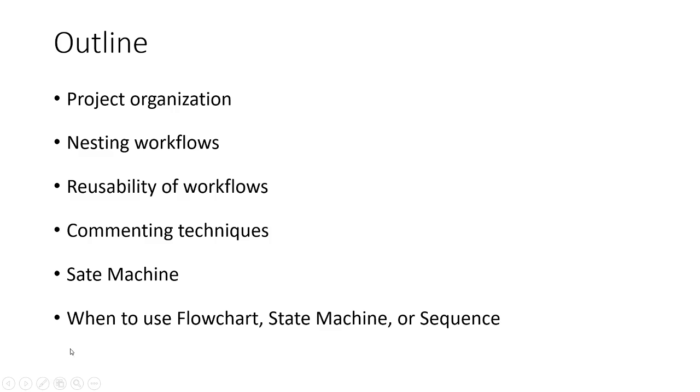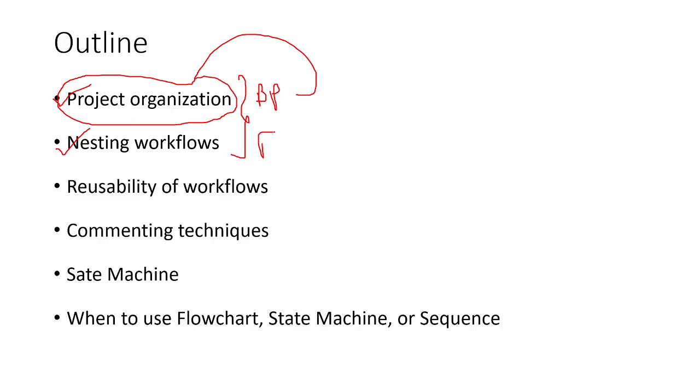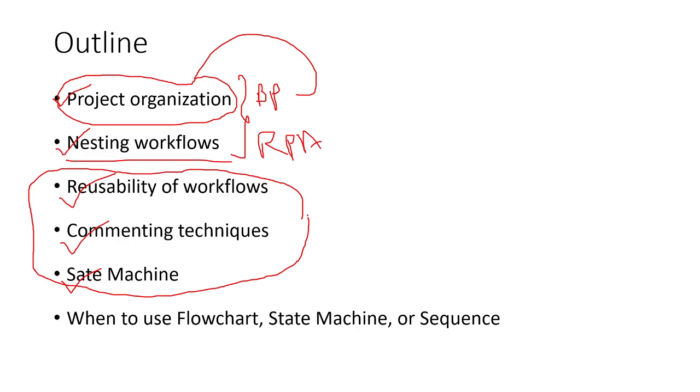Hi one and all. So in the previous class, we discussed project organization and nesting workflows. More specifically, we learned a few of the best practices that the RPA developer has to use in order to organize the project, and we learned how an RPA developer will nest the workflows, right? So in today's class, we shall understand reusability of workflows, commenting techniques and state machine. So we shall try to cover these three objectives in today's class, right?